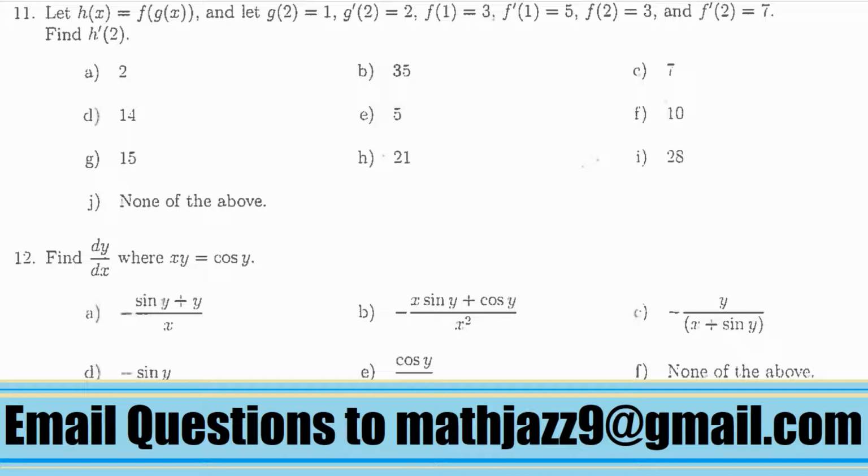Okay, so we have h of x equals f of g of x. And then we're given a bunch of values for f and g and f prime and g prime.